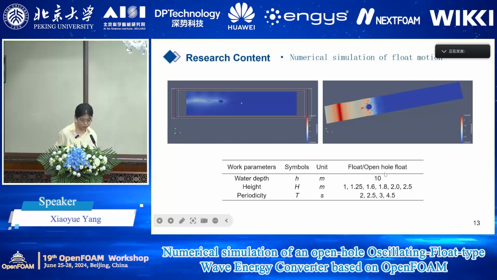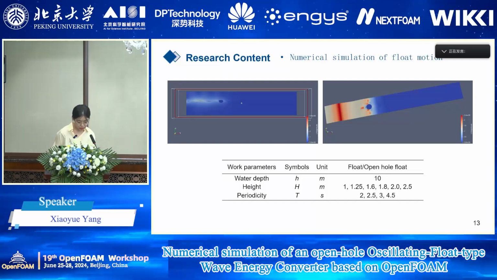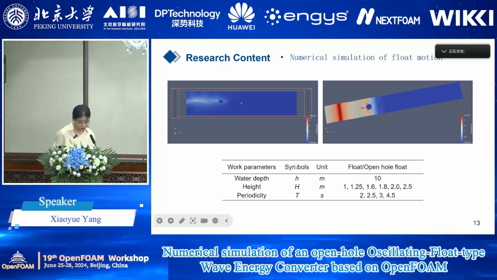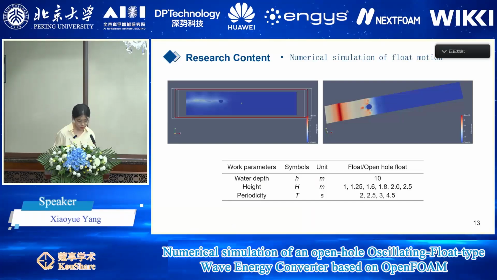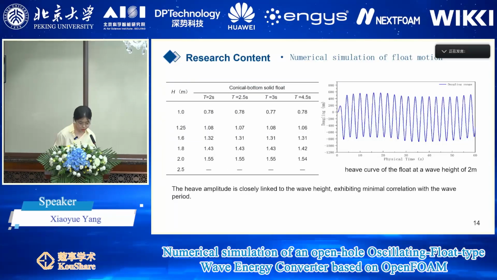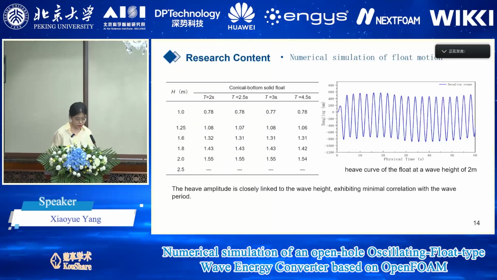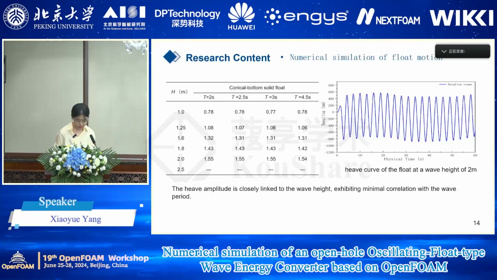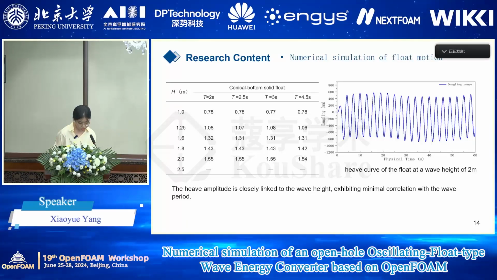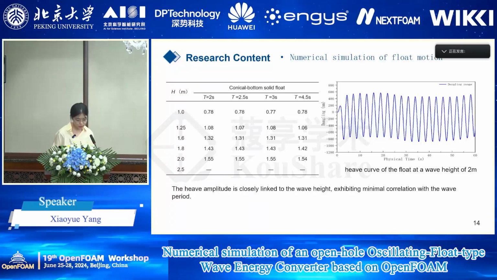And this picture shows the numerical simulation of the float motion. These are the conditions we chose. At different wave heights and different wave periods, it shows different states. In this table, we can see the heave amplitude is closely linked to the wave height, exhibiting minimal correlation with the wave period.